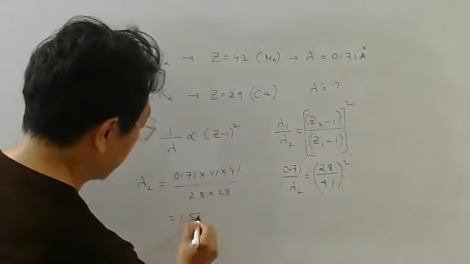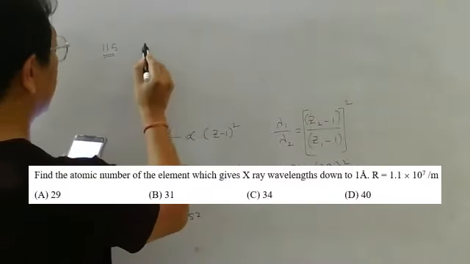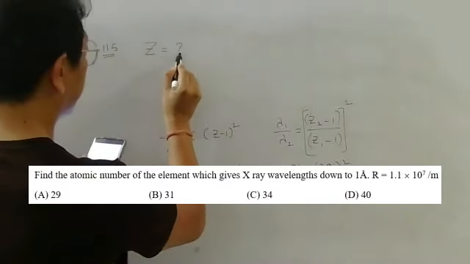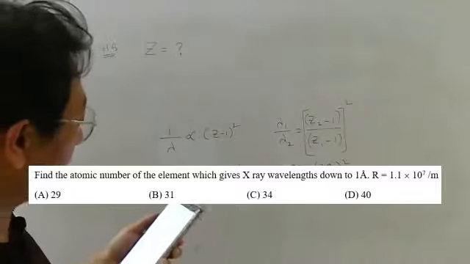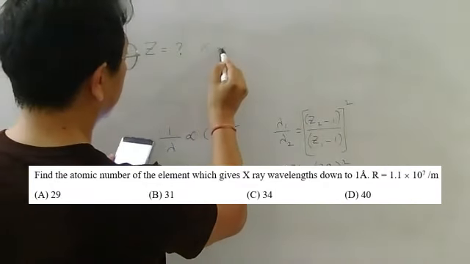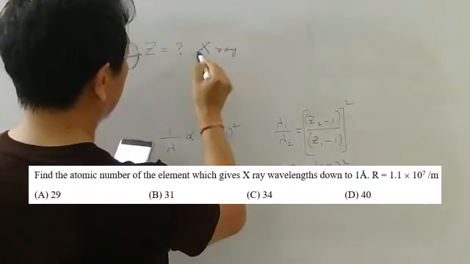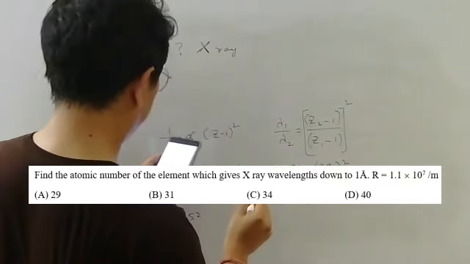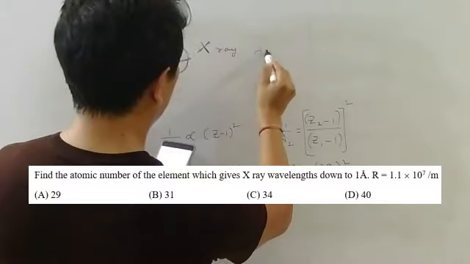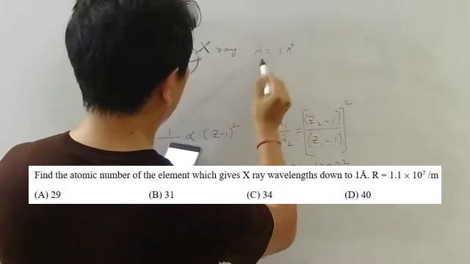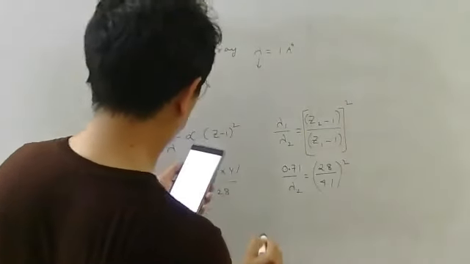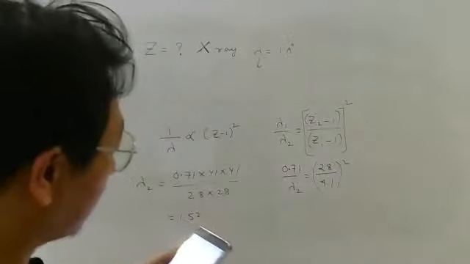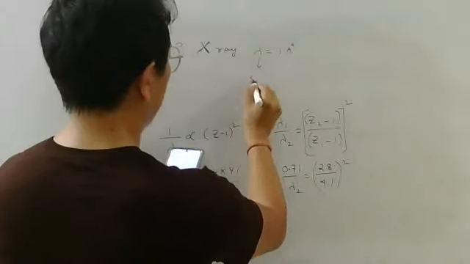1.52. Let's do a slightly different question. Find the atomic number, meaning Z we have to find this time, which gives X-ray wavelength down to 1 angstrom. Down to 1 angstrom means this is the smallest lambda, the shortest lambda.